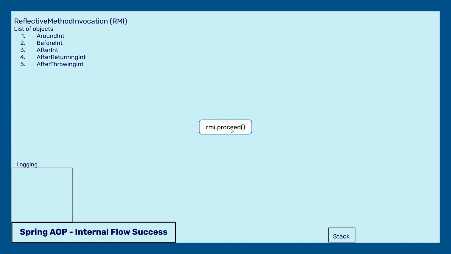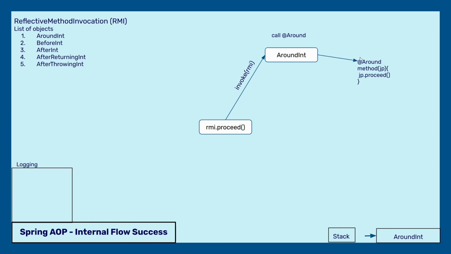And within this proceed method, it goes to the first list around interceptor, and the invoke method of this around interceptor is called. Within this invoke method of around interceptor, there is a call to our around advice, and nothing else happens apart from that. Since around advice is being called, and our around interceptor is not yet completed, it goes to the stack.